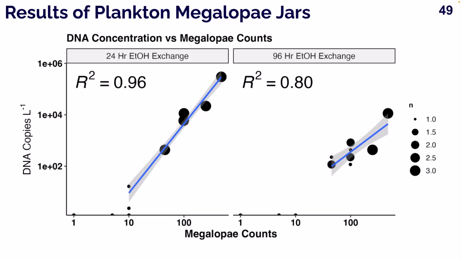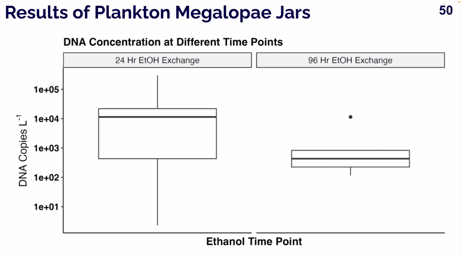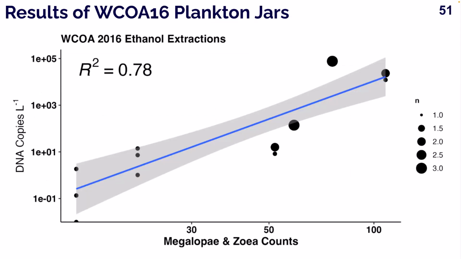And even more so, we're seeing a much greater DNA yield, getting about a 10-times increase in DNA yield, possibly showing a viable use case of this typical waste product in eDNA studies, and possibly changing the way we collect data overall with that much higher increase in DNA yield. For our West Coast Ocean Acidification plankton jars, however, we do see we're getting a fairly close R squared to that typical plankton sample, but it's not nearly as tight compared to that 24-hour ethanol.